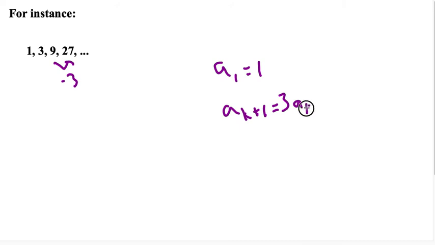So for instance, if we're looking at 1, 3, 9, 27, the first thing we want to do is go easy. A sub 1, the first term is 1. That gets us in the door. Always good to define that. And we know that a sub, well, we'll use what the book is going to use. A sub k plus 1 is going to be what? Well, in this particular case, because this looks familiar, doesn't it? Hey, we're multiplying by 3. That's the constant ratio. 3 a sub k.